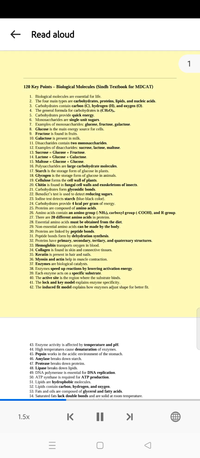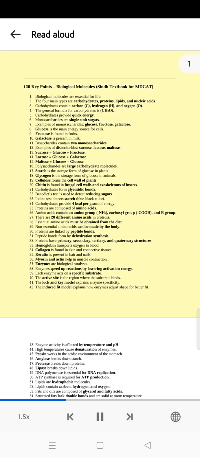Disaccharides contain 2 monosaccharides. Examples of disaccharides: sucrose, lactose, maltose. Sucrose equals glucose plus fructose. Lactose equals glucose plus galactose. Maltose equals glucose plus glucose.